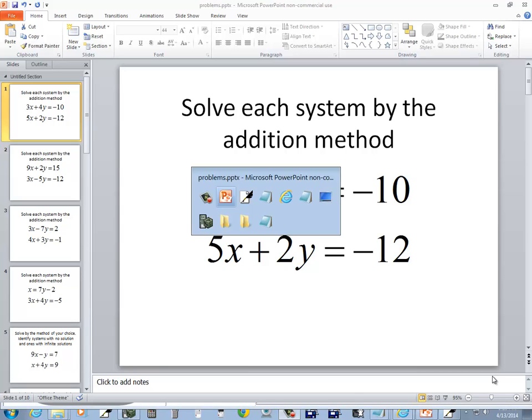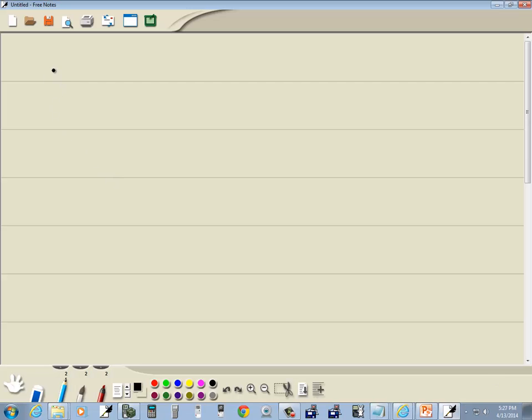Let's take a look at this problem. We got 3x plus 4y equals negative 10. 5x plus 2y is equal to negative 12.